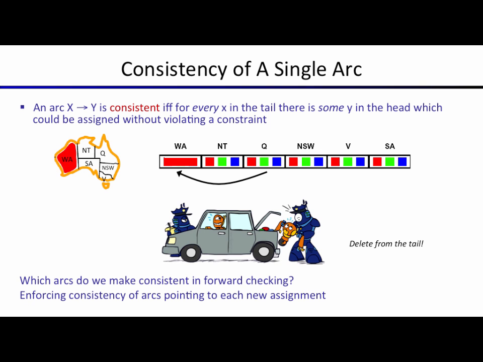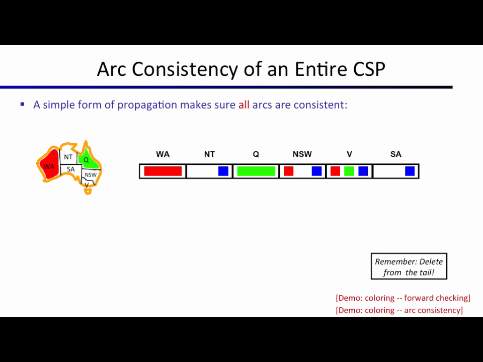But we don't have to stop there. We can enforce the consistency of more arcs than just the ones that happen to come to the variable that we just instantiated. So we can actually start talking about making all of the arcs in the CSP consistent. That means all of the edges in each direction, we can start making those edges consistent. So let's see what we would need to do for that.